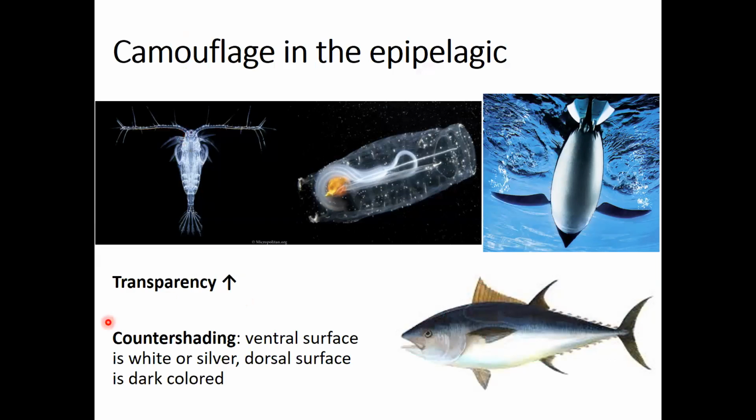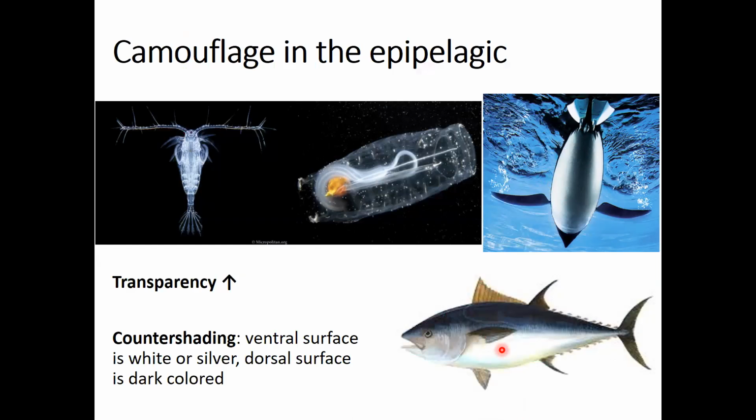Other organisms use what's called counter shading. The ventral or the bottom surface is a light color, a white or a silver, and the dorsal surface or the back surface is a darker color. So if we're on the seafloor looking up at a penguin, it has this white stomach that's going to help it blend in with the light at the surface of the ocean. But if we were standing on a boat looking down on this penguin, we would see a dark back that would blend in with the sea floor.